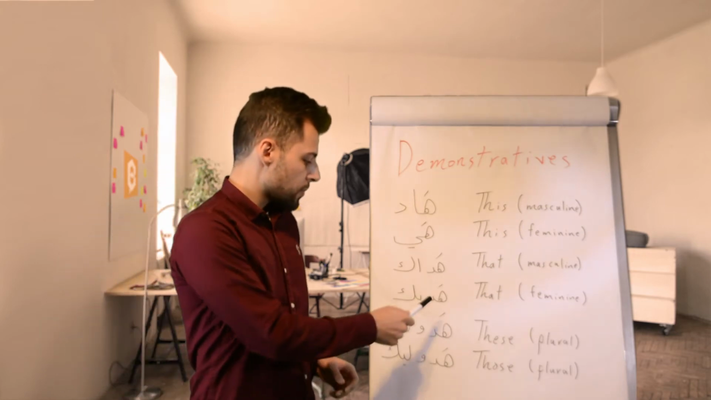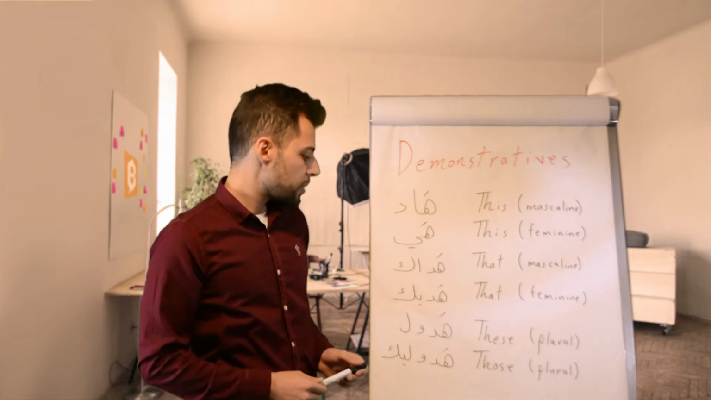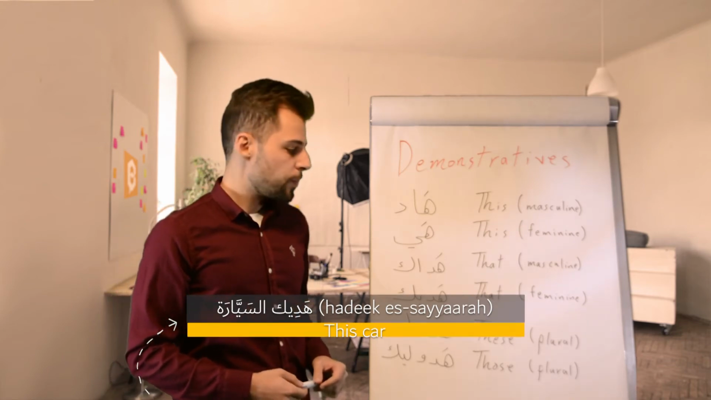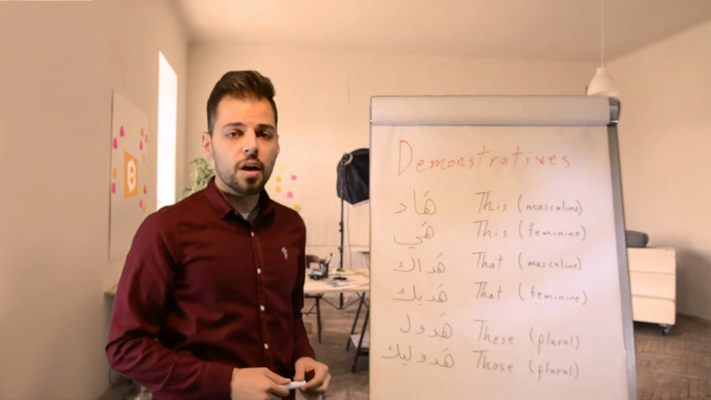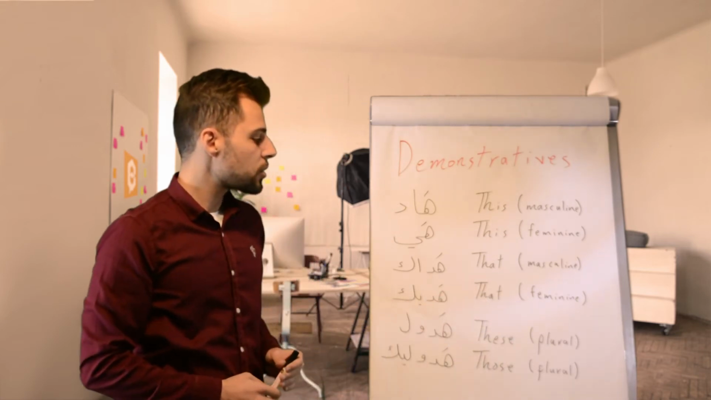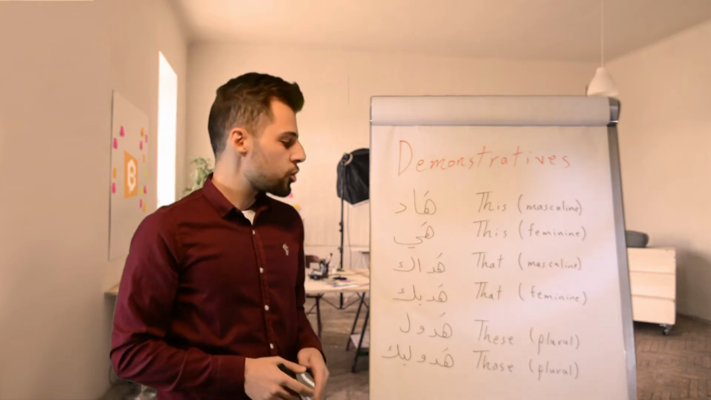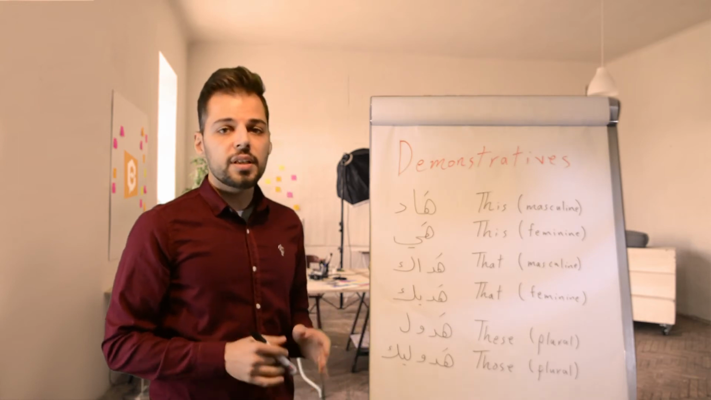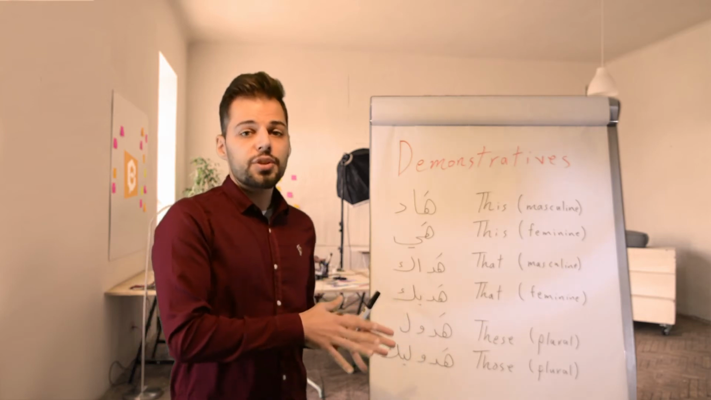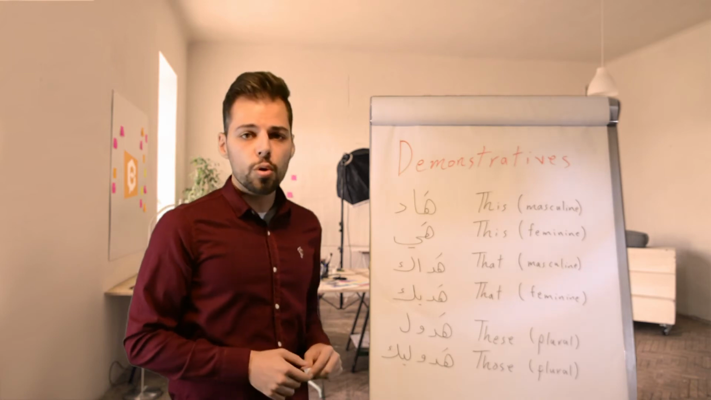Next we have hadik. For example, hadik السيارة. It means that car. It's used for feminine singular words. Note that in Arabic we don't have the pronoun it. So any word in Arabic is either masculine or feminine. So car is treated as a girl. They are both singular feminine words.